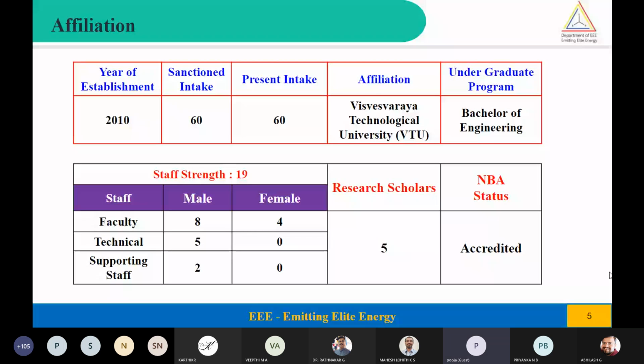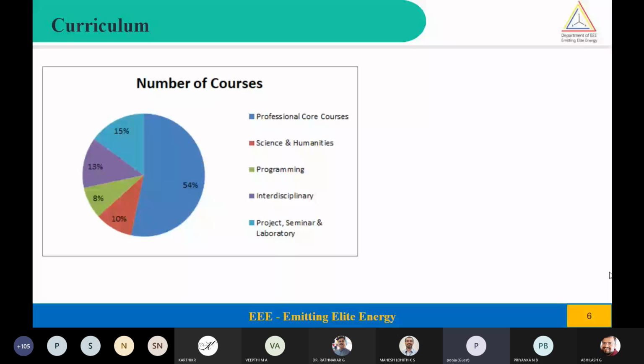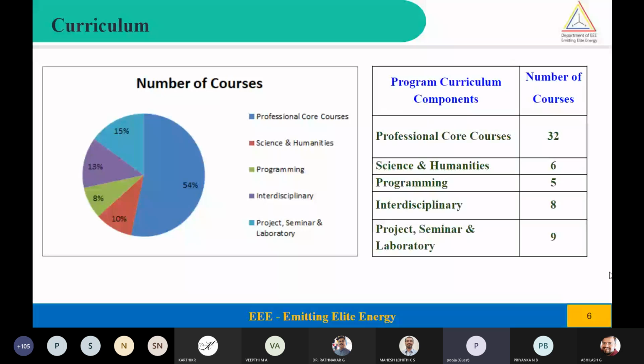And moving on to curriculum, we use the curriculum offered by VTU. And this is the curriculum composition. We are going to study roughly 60 courses while we stay on campus. This is the number and variety of courses being offered to you right from the beginning to graduating out. So you have varieties of core courses: core electrical and electronics engineering courses, science and humanities, programming, interdisciplinary, and project, seminar and laboratory. You just see, it's a combination of so many.